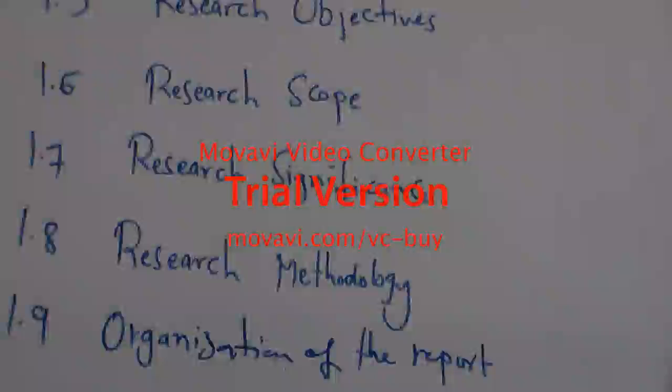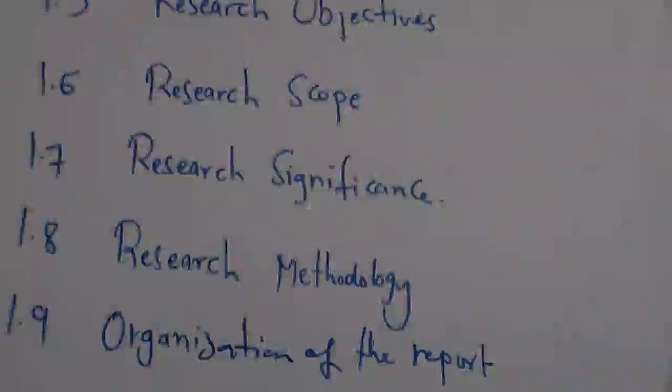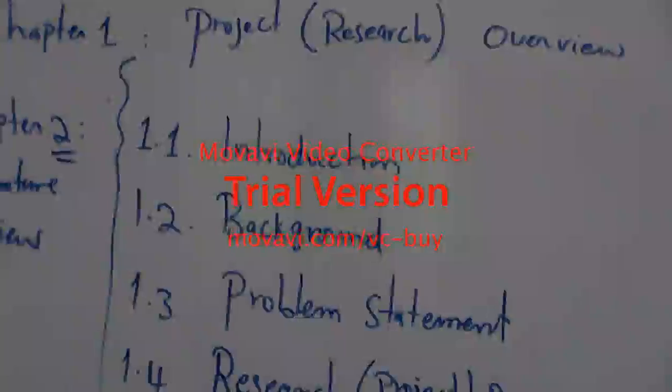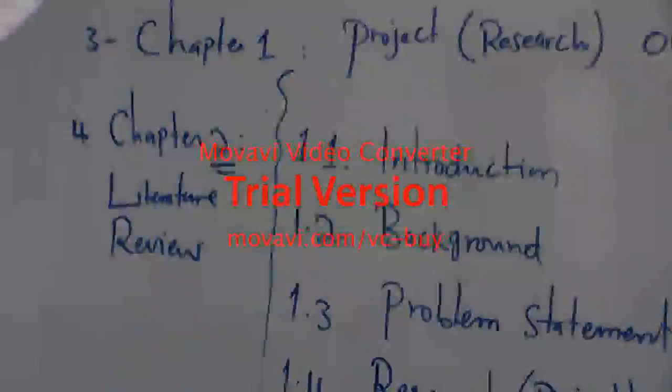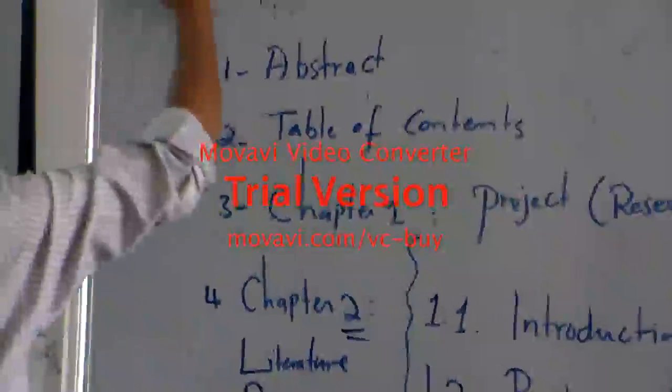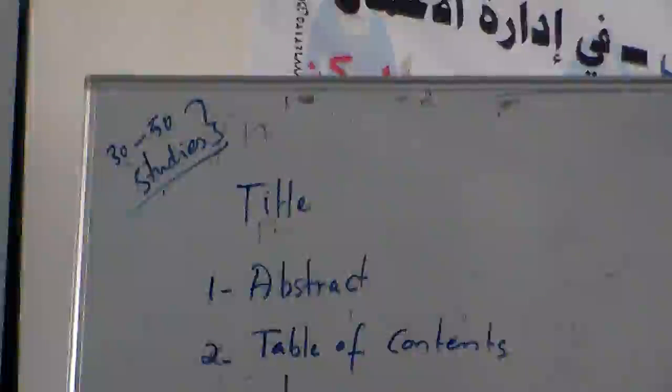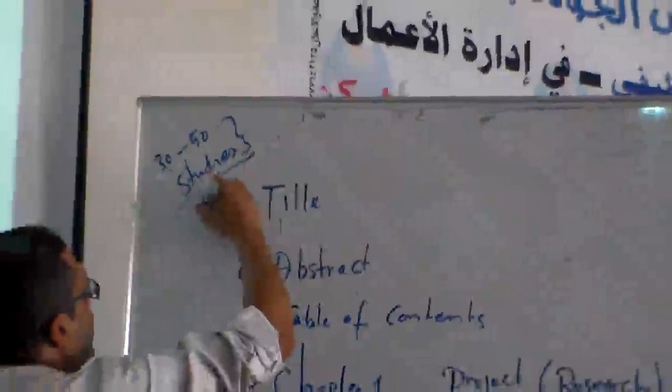This is chapter 1. Chapter 2 should be the literature review. You should review, for your proposal, at least 30 to 50 studies. This is just for your proposal. But after that, for your thesis or for your dissertation, not less than 100 studies.